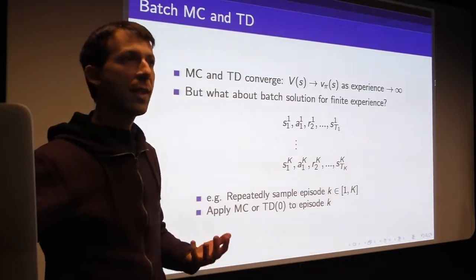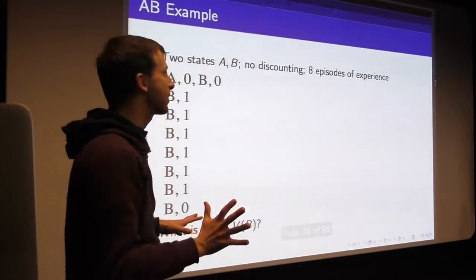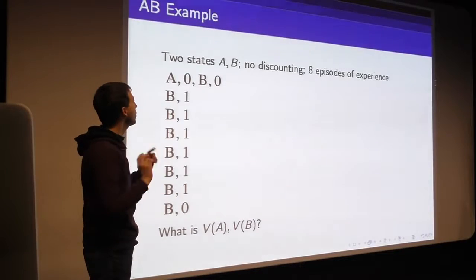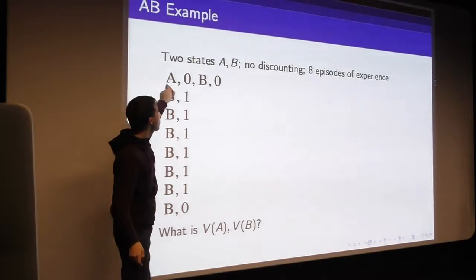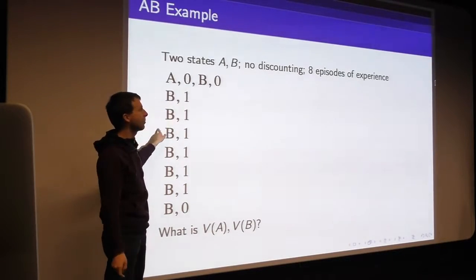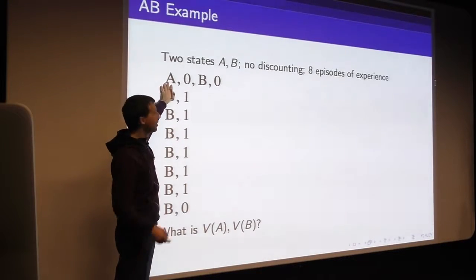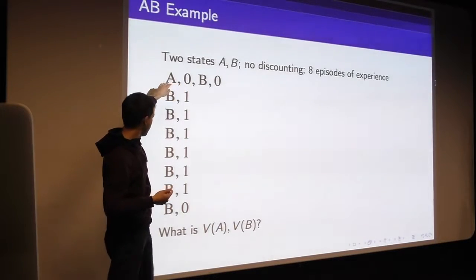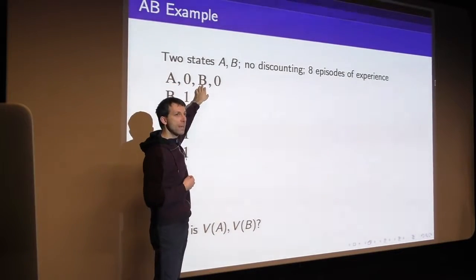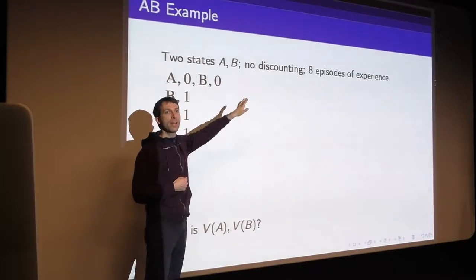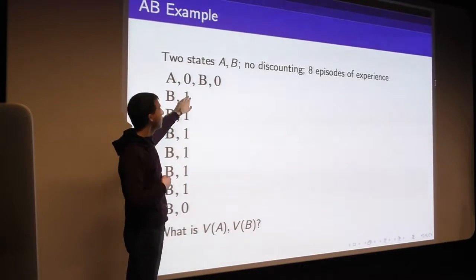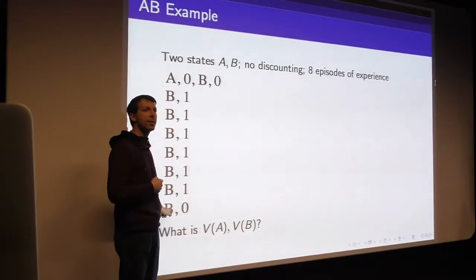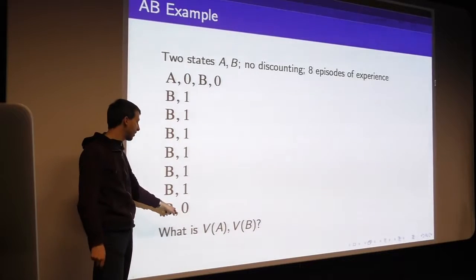So to get an intuition into that, we will take a very simple example. This is the AB example. It's just an MDP with 2 states, A and B, and each row is a different episode of experience that we've seen. In the first episode, you start in state A, you get a reward of 0. Then you transition to state B, you get a reward of 0, and then the episode terminates. The next episode, you start in B, you get a reward of 1. Next episode you start in B, you get a reward of 1. Go down here, you see an episode where you start in B and you get a reward of 0.